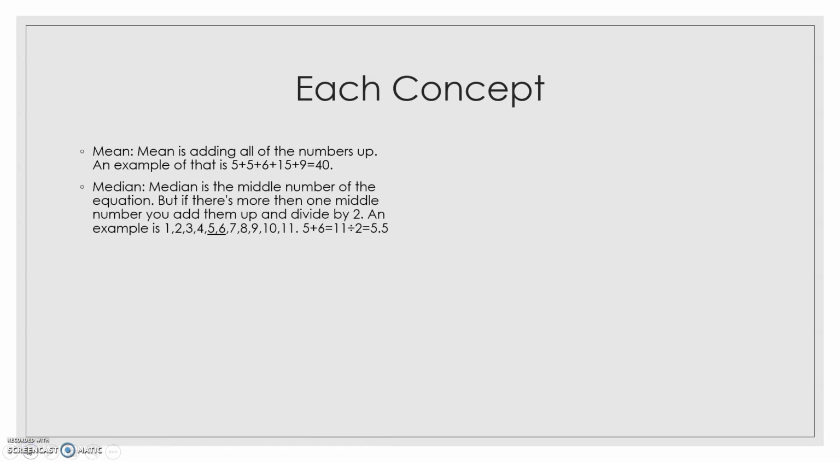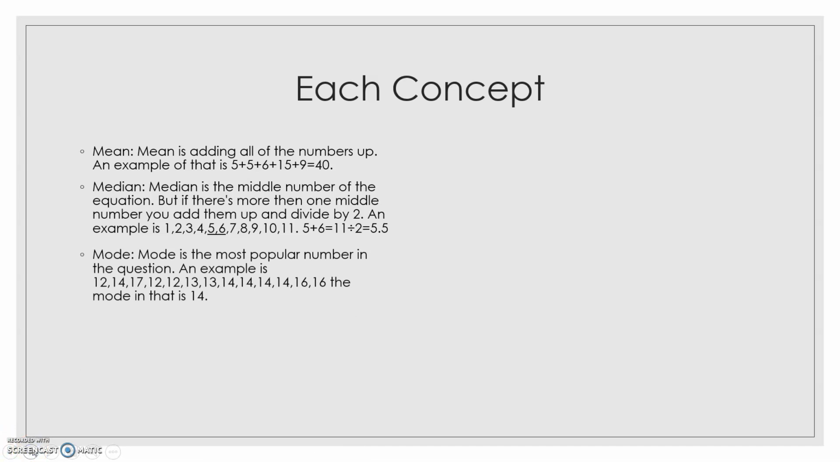Median. Median is the middle number of the equation, but if there's more than one middle number, you add them up and divide by 2. An example is 1, 2, 3, 4, 5, 6, 7, 8, 9, 10, 11. 5 plus 6 equals 11, divided by 2 equals 5.5.